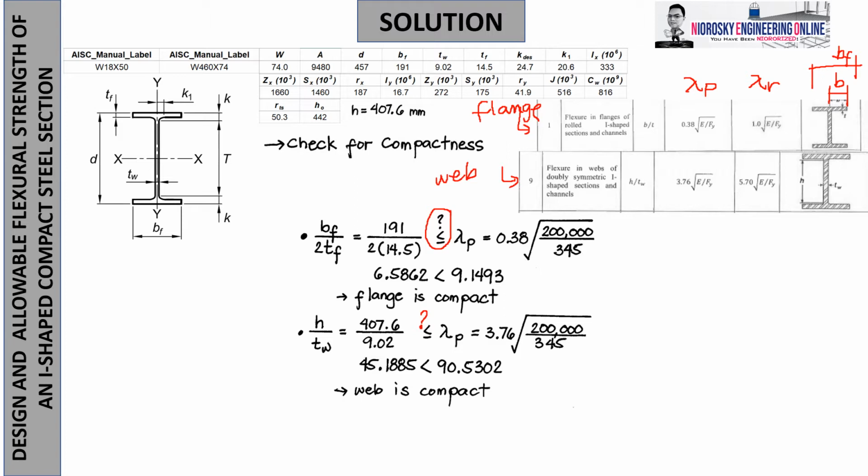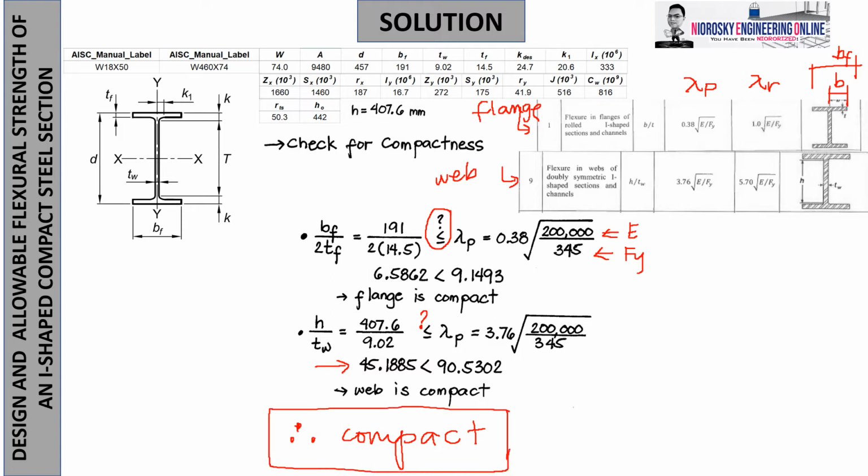Likewise, for h over tw or for the web check, lambda p was 3.76 square root of E over Fy. So yung E natin, 200,000 megapascal, yung Fy natin, 345 megapascal due to the given ASTM A992 grade 50. So we found out again that the web is compact, kasi 45.1885 is less than 90.5302. So meaning if the flange and web are both compact, then we can conclude that the section is compact. Then we will use the flowchart under compact sections.